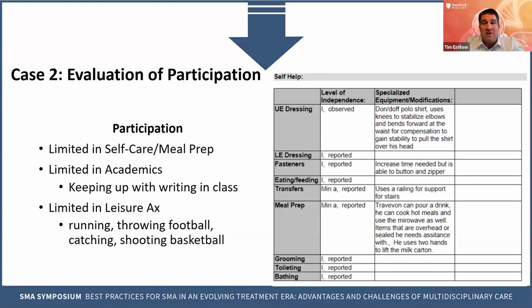So he's fully able to dress himself and undress himself. He did some cooking around the house. It didn't always look pretty, but the end product was there. His limitations were, as you can imagine, retrieving items and opening up things that were resistive. He had some difficulty in class with fatigue and handwriting, and then he loved to play sports. He had 3 younger brothers. He loved to throw the football, have a catch, shoot hoops, and kind of do everything.